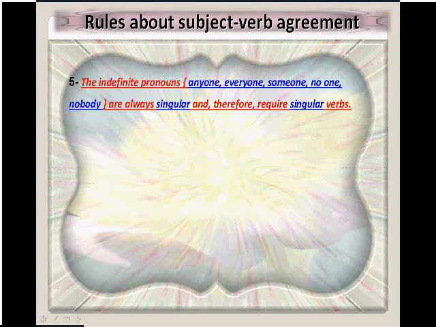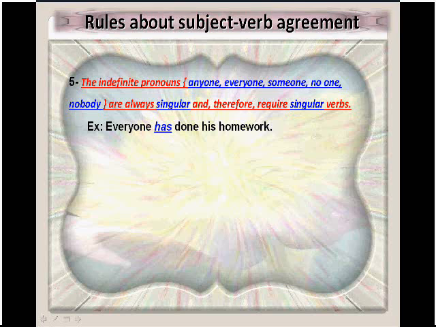Another rule we have is the indefinite pronouns like anyone, everyone, someone, no one, nobody are always singular and therefore require singular verbs. Be careful with this, because I think in your exam you can find such a question, and it can be sometimes confusing. So whenever you find anyone, everyone, someone, no one, nobody, you have to put the singular verb, okay? Because these words are singular. Please note that.